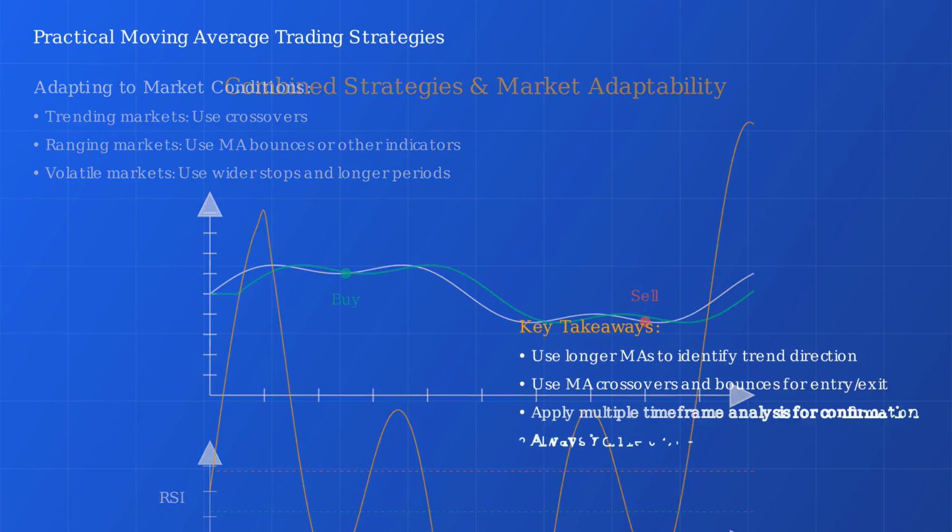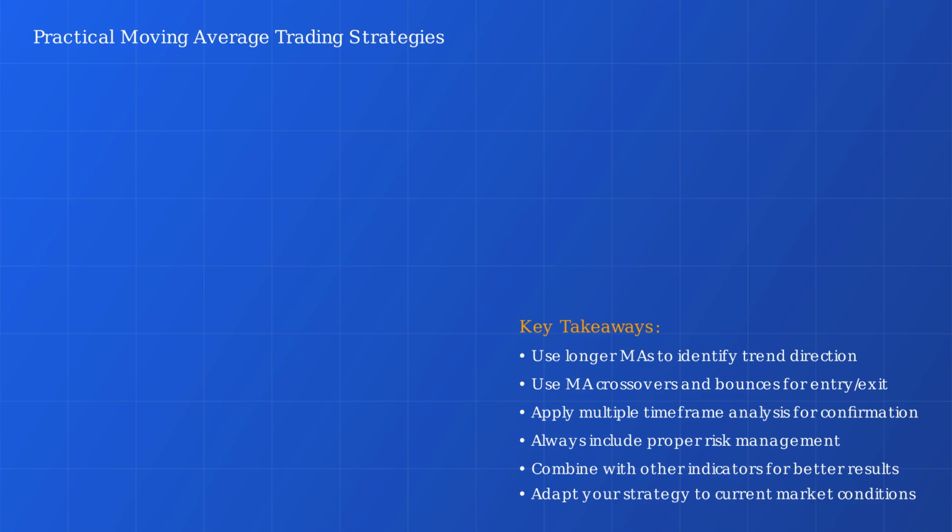To summarize, effective moving average trading strategies require proper trend identification, clear entry and exit signals, multiple timeframe analysis, and strong risk management. By combining these elements and adapting to market conditions, you can develop robust trading systems using moving averages.